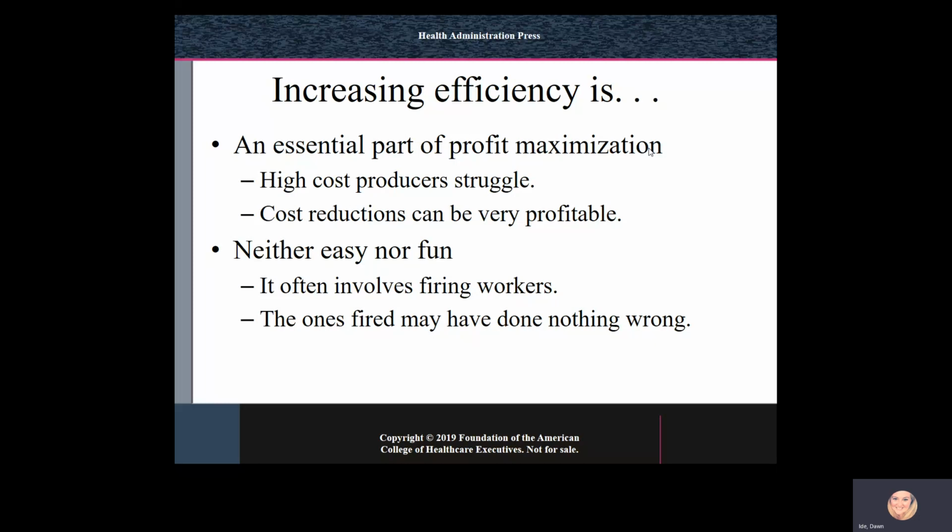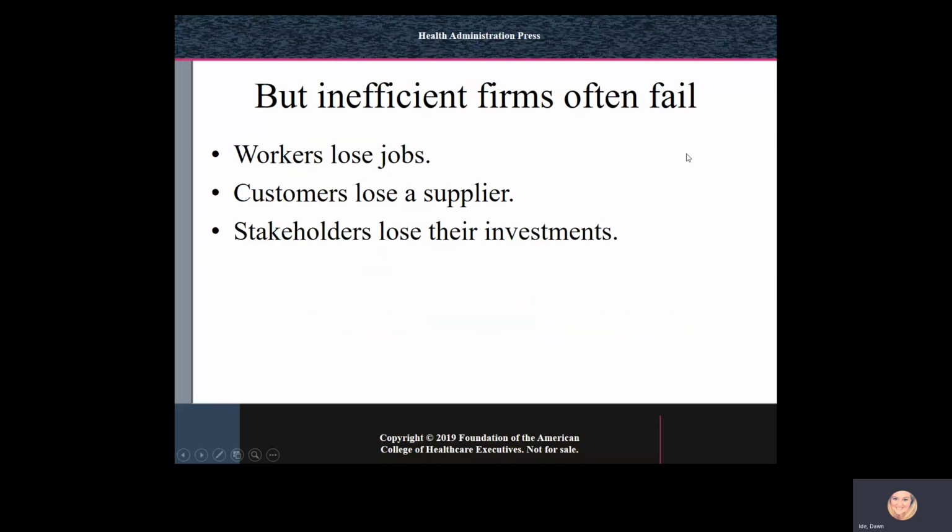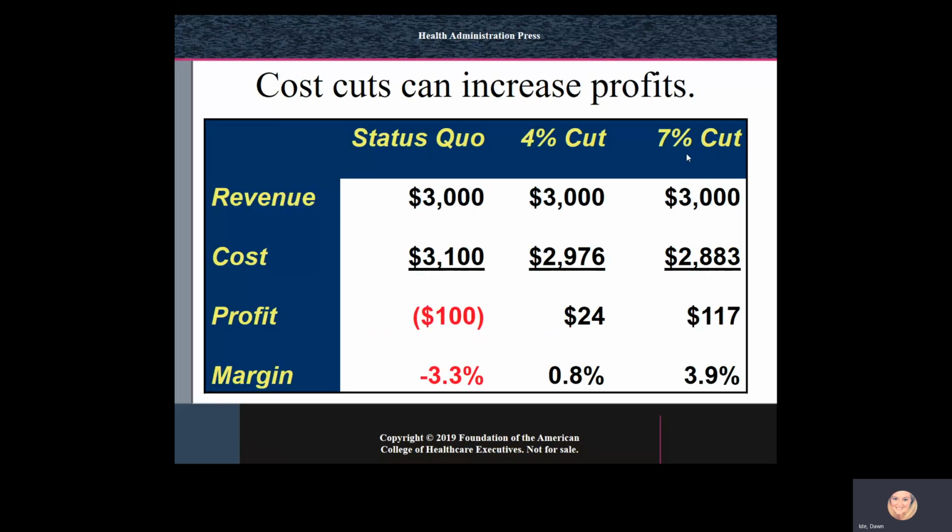If it takes $10 for you to make your lunch pail and everyone else is making lunch pails for $1, that makes you a high cost producer, and that's a problem. So neither easy nor fun. It involves firing workers, even the ones who didn't do anything wrong, because you're trying to increase efficiency. But inefficient firms often fail. So again, if you're inefficient, it causes people to lose their jobs, customers to lose a supplier, stakeholders to lose their investments. It's a disaster.